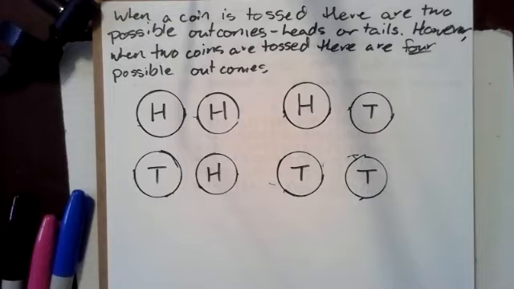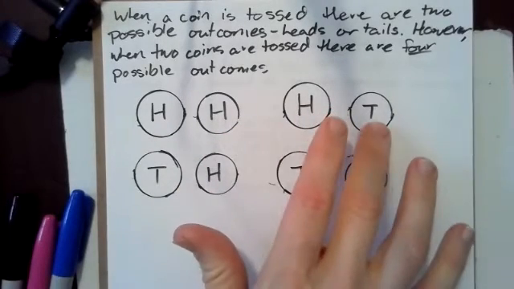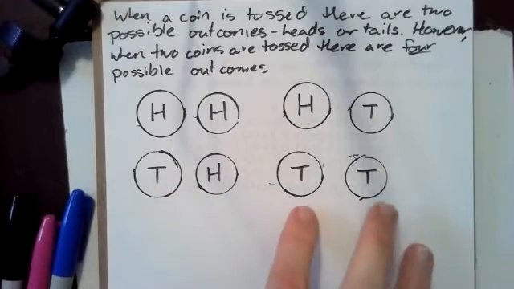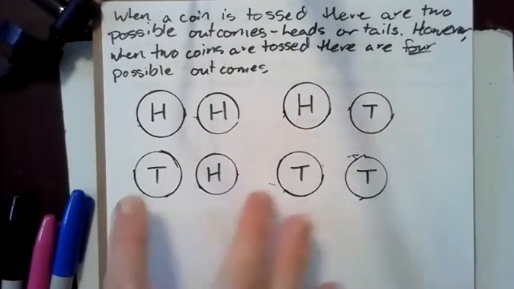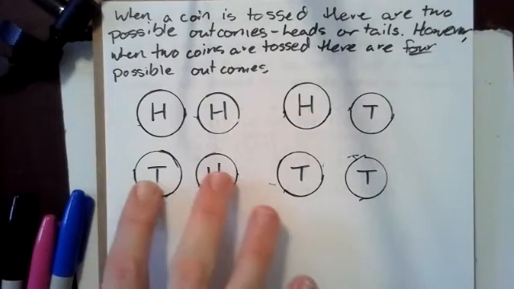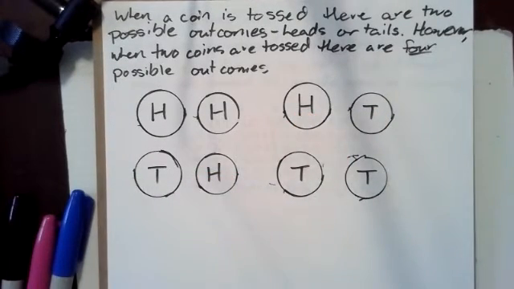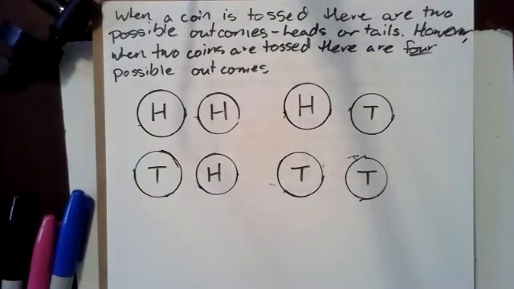When a coin is tossed, there are two possible outcomes, heads or tails. However, when two coins are tossed, there are four possible outcomes. You could have two heads, one head and one tail, one tail and one head, or two tails. The reason that we differentiate having one head and one tail from one tail and one head is that there are different coins involved. I made these circles with a quarter and a nickel. You can see that the second circle is always slightly smaller than the first one.